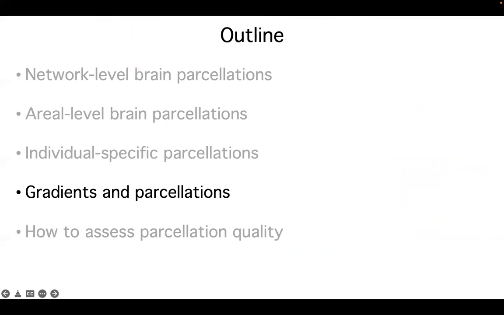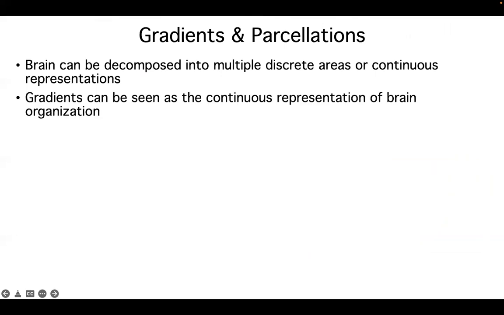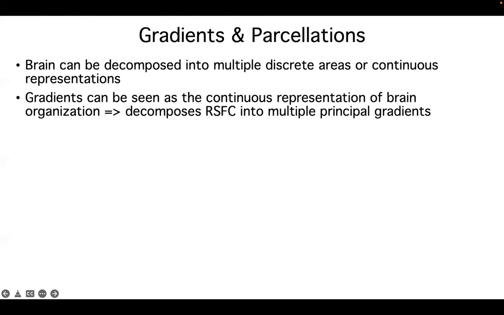So far, we have discussed parcellation approaches. I will then briefly introduce the gradient approach. We can extract discrete or continuous representations of the brain using functional connectivity. The gradient techniques look for a continuous representation of the brain. Basically, the gradient approach applies a nonlinear dimension reduction approach, such as diffusion embedding, to decompose the functional connectivity into multiple principal gradients.